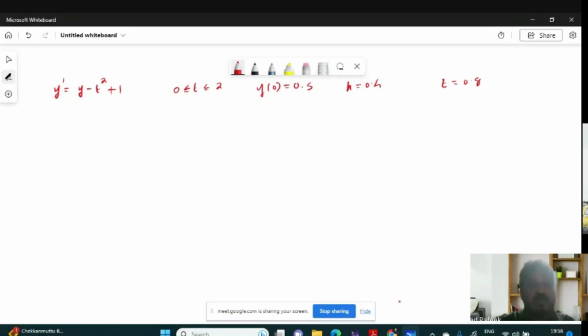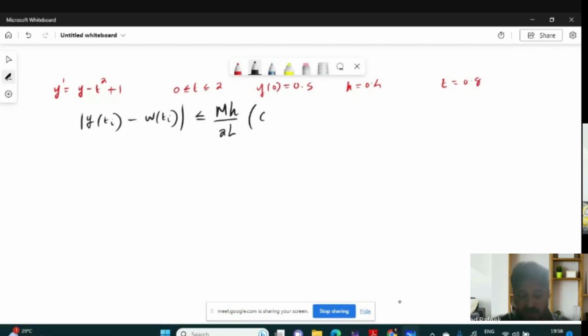Okay, we know the formula for the error bound. If you don't know, just note it down. y of ti is the exact value, w of ti is the approximate value. The error bound should be less than or equal to M into h by 2L, into exponential of L into (ti minus a), minus 1. This is the error bound.